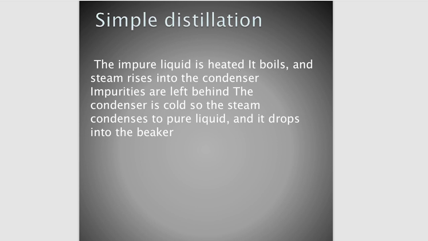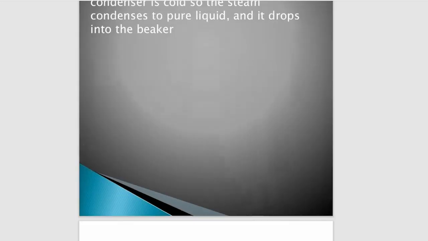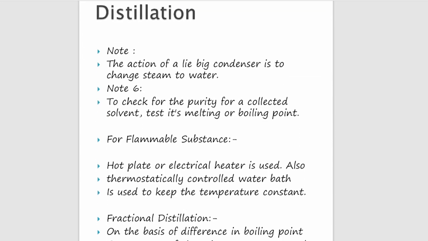Simple distillation is used like this. The impure liquid is heated, it boils and steam rises into the condenser. Impurities are left behind. The condenser is cold, so the steam condenses to pure liquid and it drops into the beaker. So when the vapors move up, they condense back to liquid.